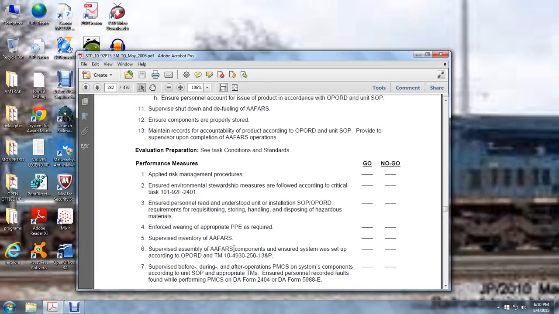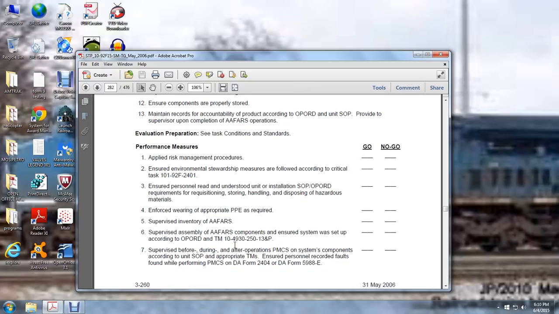See task and conditions for evaluation preparation. Performance measures apply: risk management procedures and environmental stewardship measures to follow according to critical task 10192 F2041. Ensure personnel read and understand the installation and standing authorization order requirements for requisition, storing, handling, and disposing of hazardous material. Enforce wearing of the appropriate personal protective equipment as required.